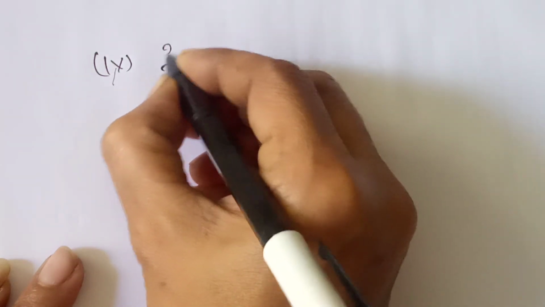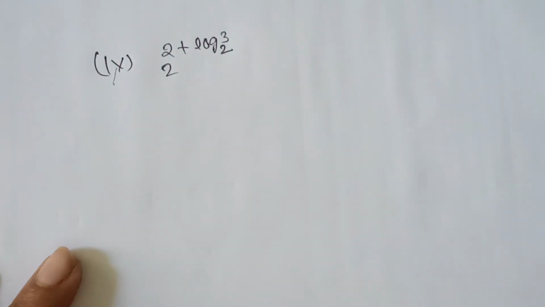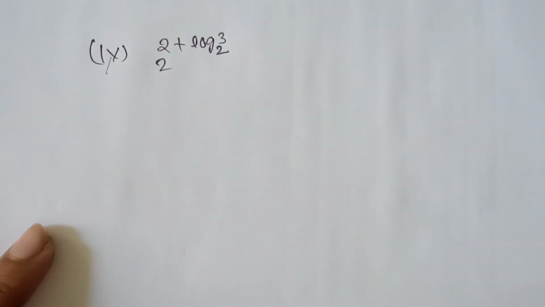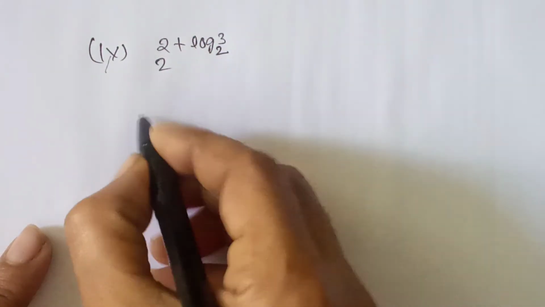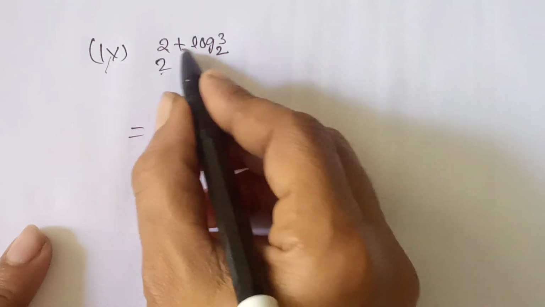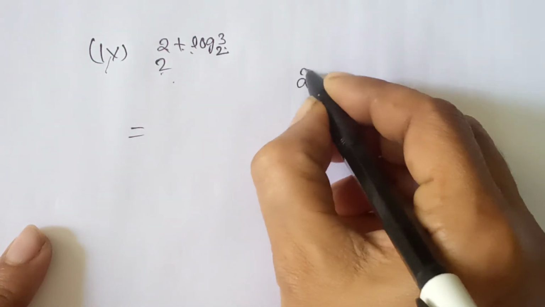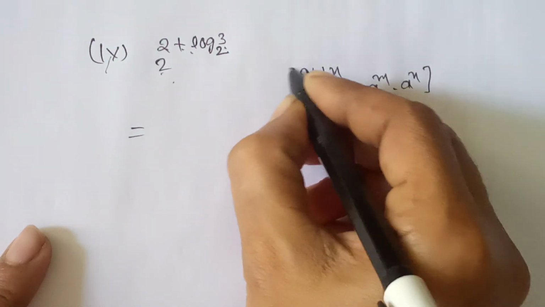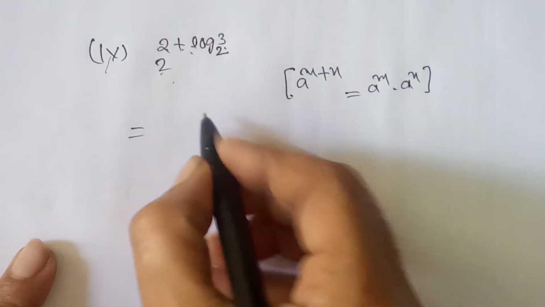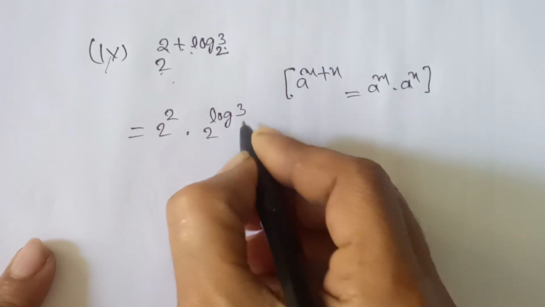2 power 2 plus log 3 base 2. So this is the form of a power m plus n. A power m plus n means a power m into a power n. So that equals 2 square into 2 power log 3 base 2.